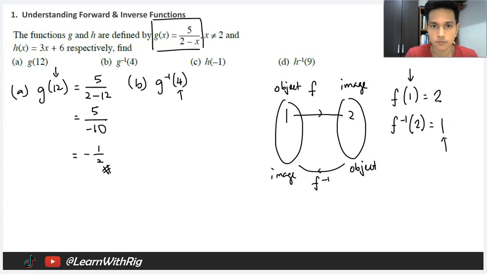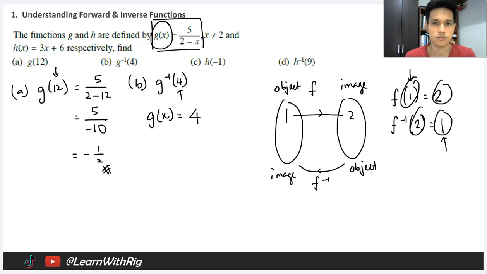So for g inverse of 4, the object is supposed to be the same as the image of g(x), correct? The image of g(x). So this is going to be the same, and this too is going to be the same. Okay, so because of that, you can actually do this. g(x) equals 4. Get it? g(x) equals 4. Why? Because they are telling you the object, so the object of g inverse is going to be the same as the image of g. Correct? So this is the image of g(x).